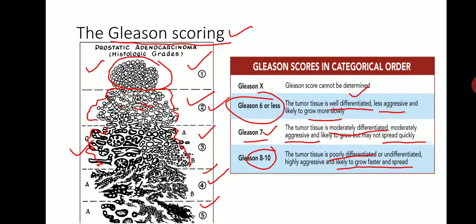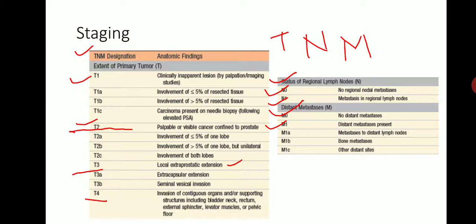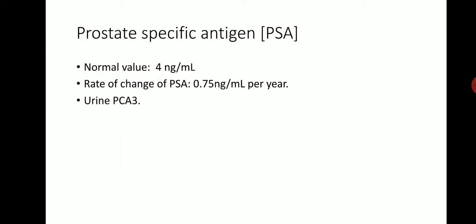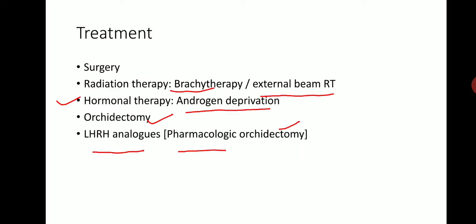For grading of prostatic adenocarcinoma, Gleason scoring is used. A score of 6 or less is called well differentiated carcinomas, whereas a score of 8 or more is known to be poorly differentiated and aggressive carcinomas. The TNM staging system is used for staging of prostate, and based on the different type of stages, the patients are treated either by surgery or radiation therapy or hormone therapy.